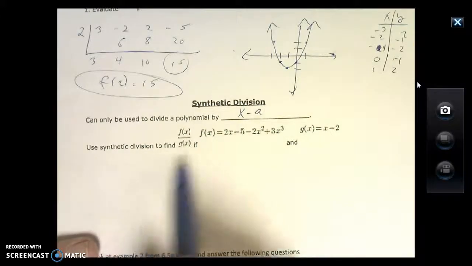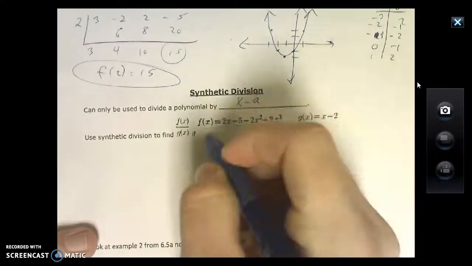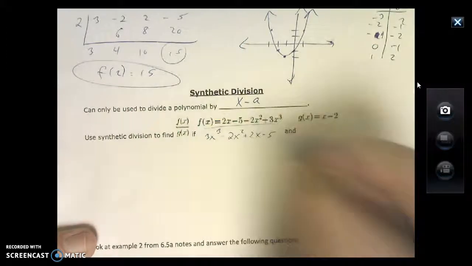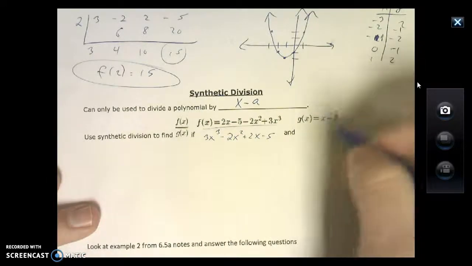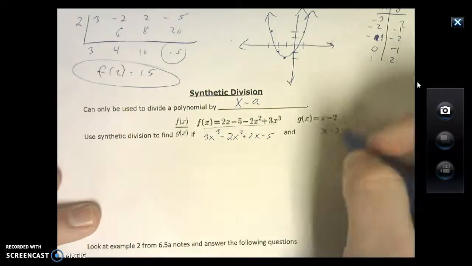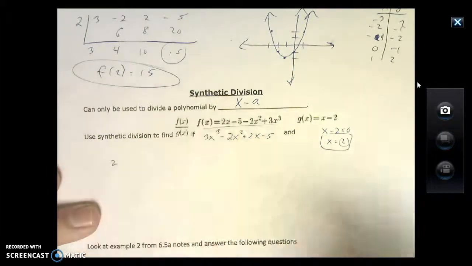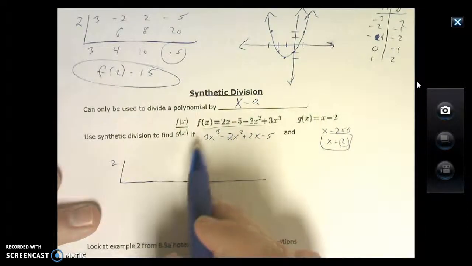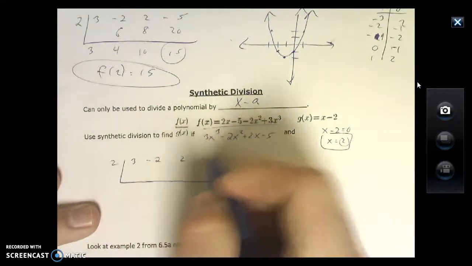So, use synthetic division to find f of x divided by g of x. Here's our problem. I'm going to write this in standard form first: 3x cubed minus 2x squared plus 2x minus 5. And g of x is this. Now, the whole trick is the following. You take your g of x, what you're dividing by, and you set it equal to 0, and you solve for it. So x equals 2. The number that x equals is what you put out front, 2. And then I make my little L. And I'm going to write all the coefficients out: 3, -2, 2, -5.